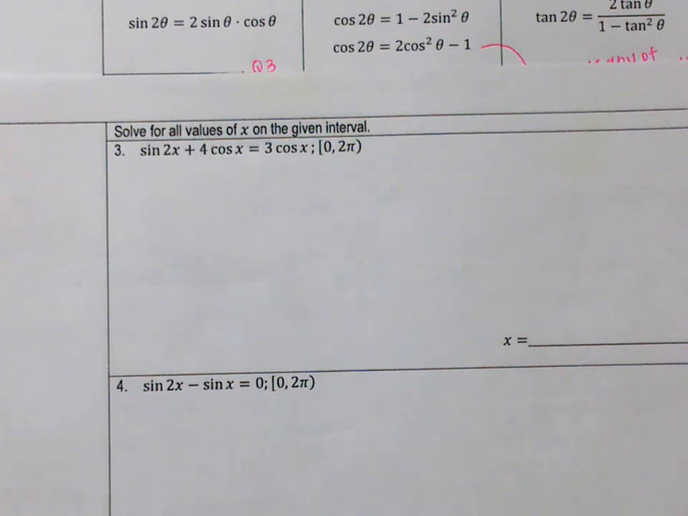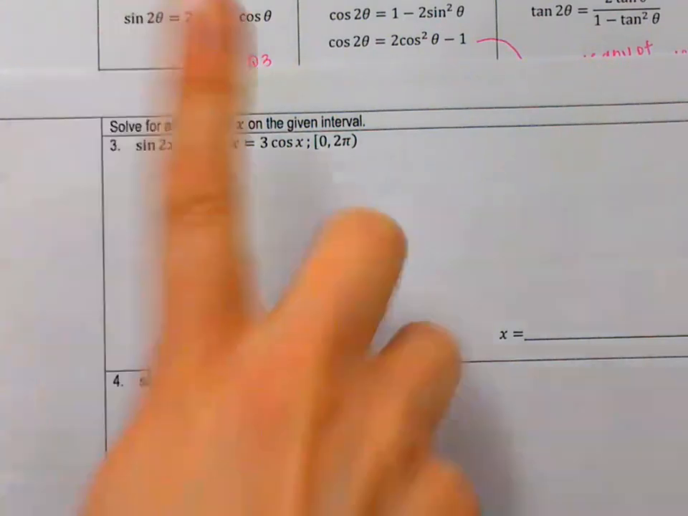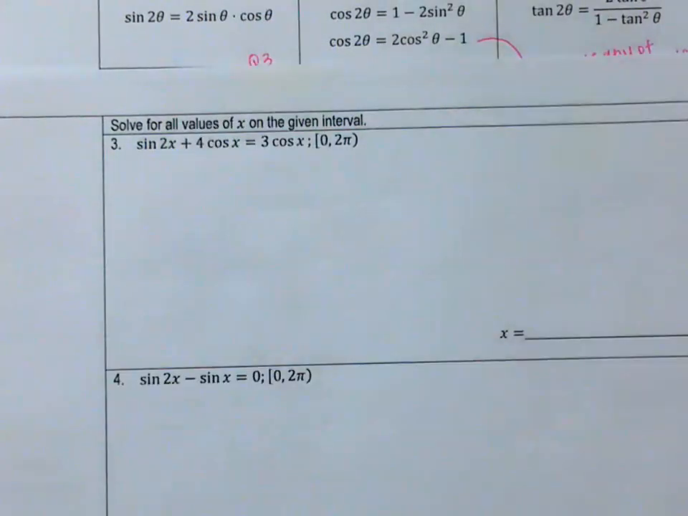Okay, so I look at 3 and it looks terrible, but it's actually not that bad, I promise. So I look and I see, okay, I have sine of 2x, so that's one of my double angle identities, plus 4 cosine x equals 3 cosine x. So the first thing I recognize is that I have a bunch of cosines and then a sine 2x. So the first thing I'm going to do is rewrite that one using singular sine and cosine. And so that's using my formula.